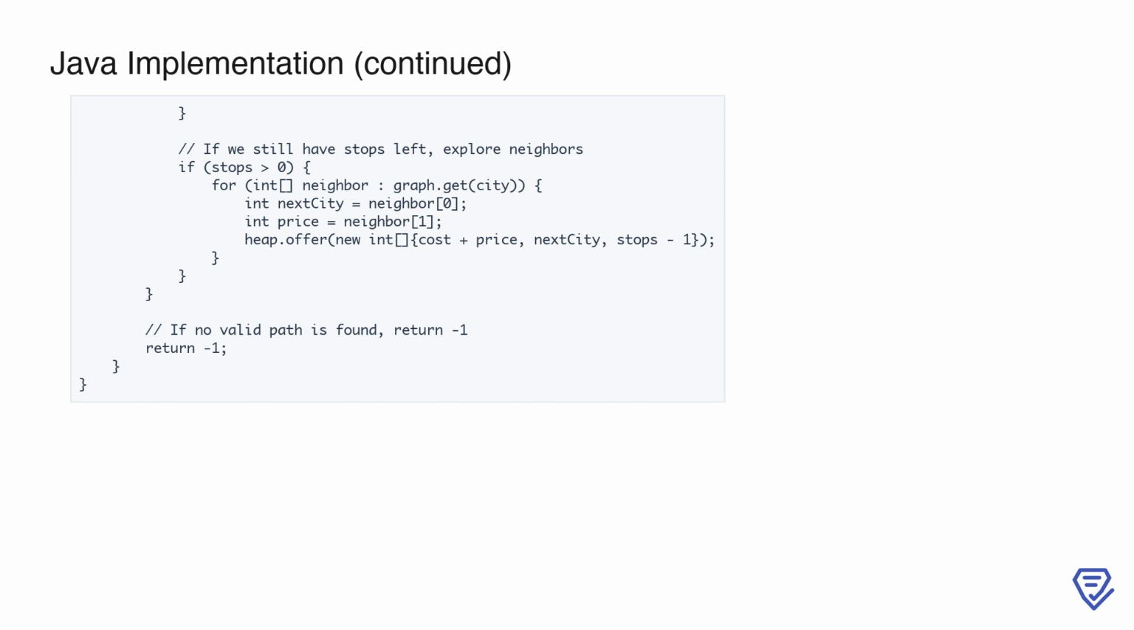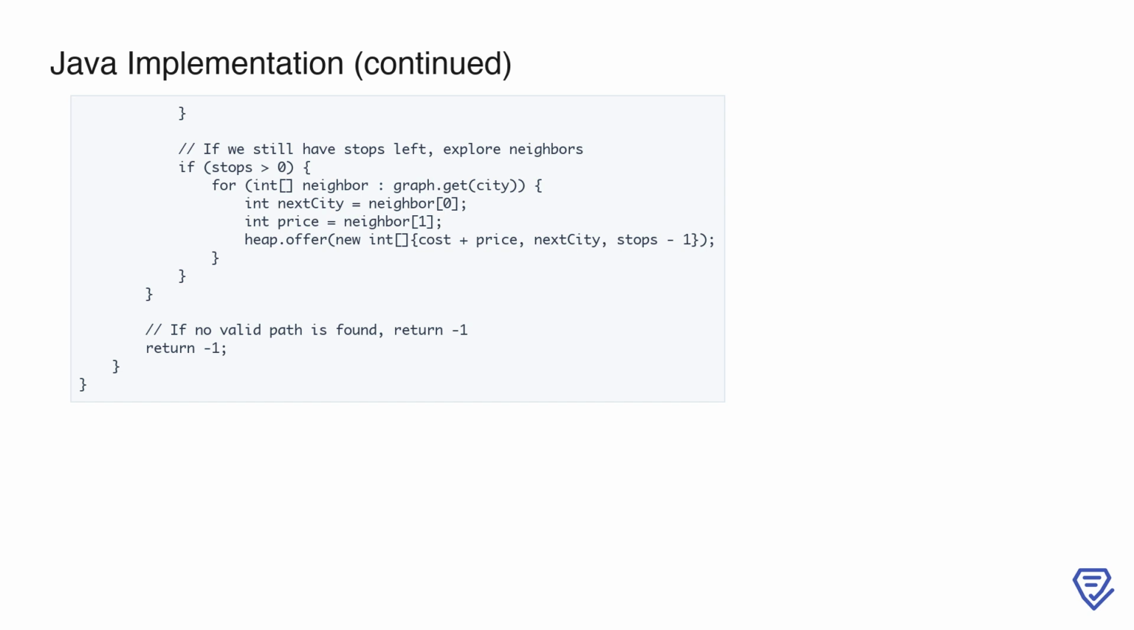For each neighbor, we calculate the new cumulative cost by adding the flight cost to the current cost. We then add this information to the priority queue, including the neighbor city and the updated count of remaining stops. This ensures that all viable paths are considered while still prioritizing cheaper options first.